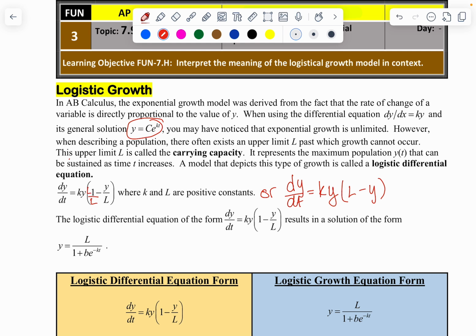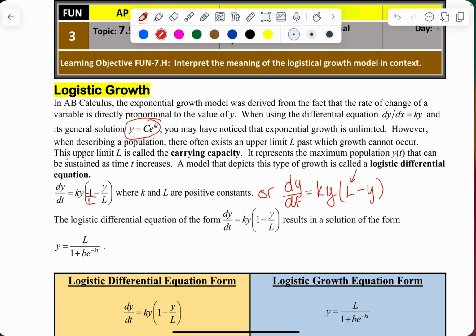So instead of dividing out an L, you get the common denominator over here, and instead of dividing out the L with the y, you have the L factored out of that denominator. Okay, so the logistic differential equation of this form results in a solution of this form.